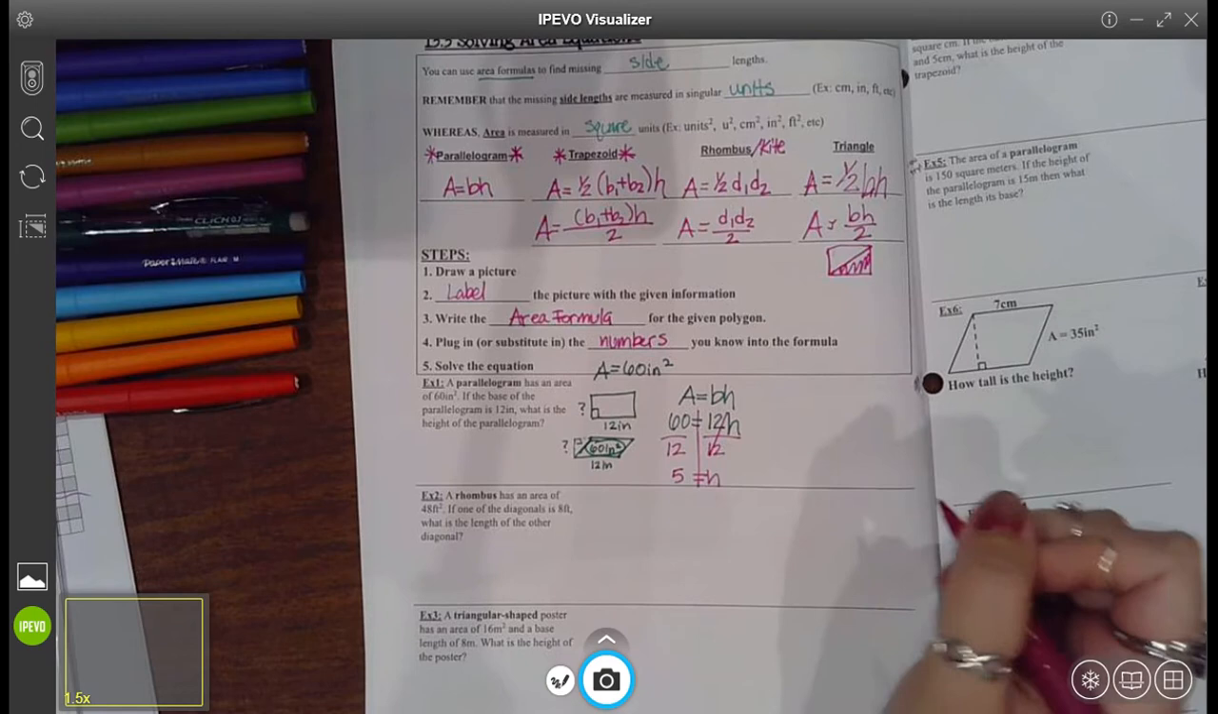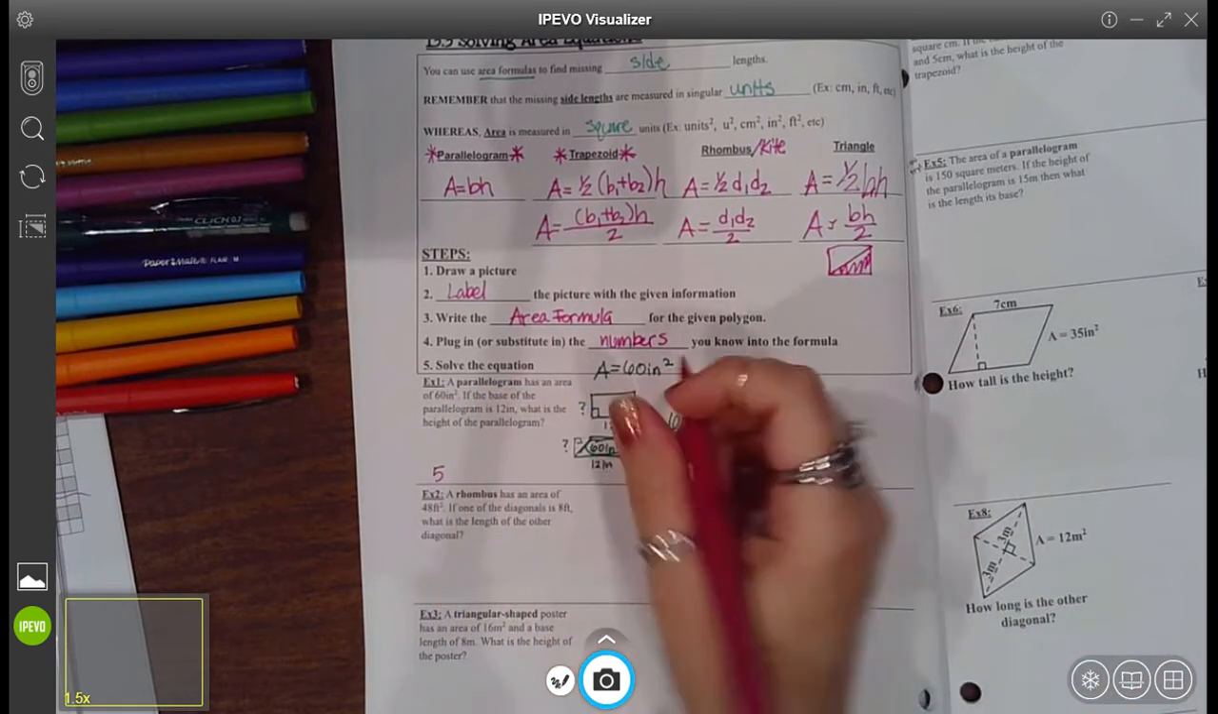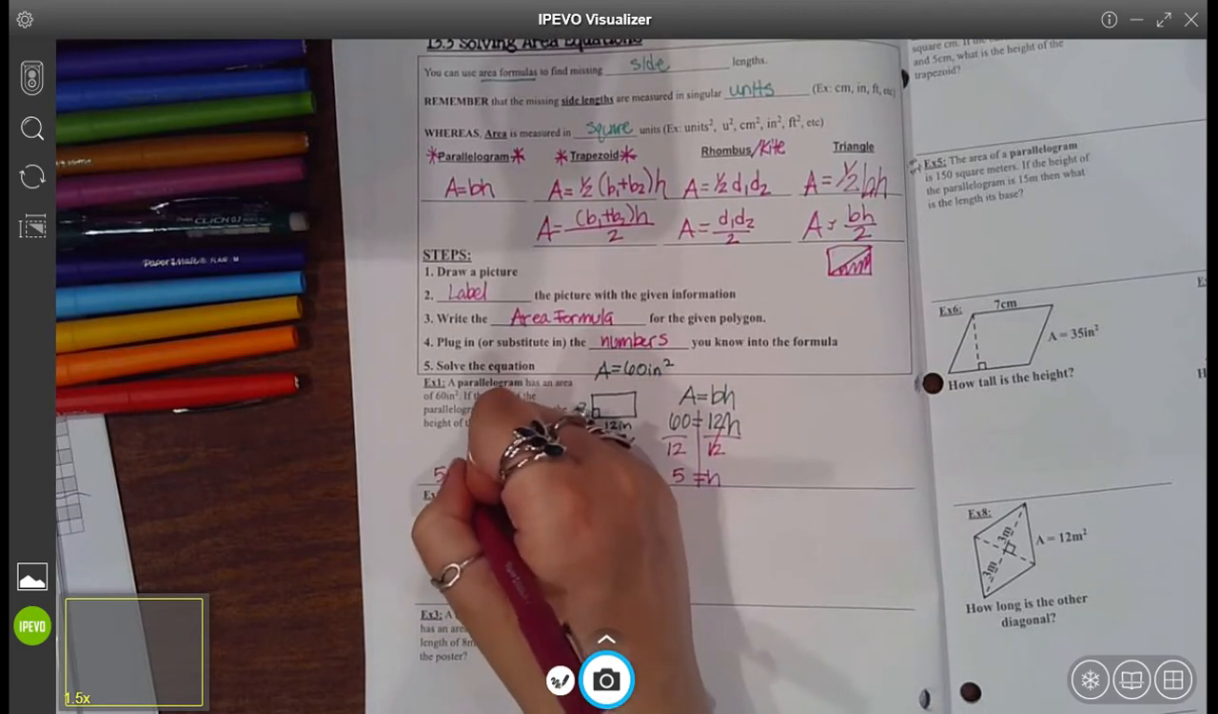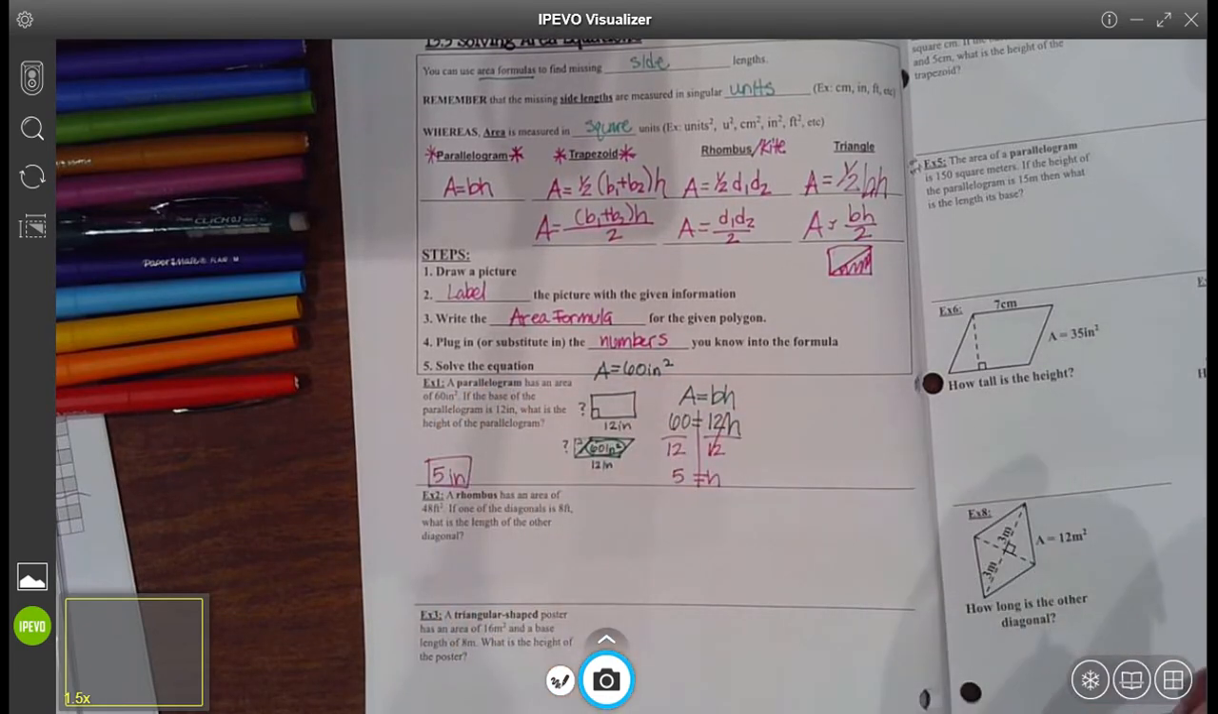So when you go to write your answer, this was talking about the height. So is it inches or inches squared? Well, the height measurement is just inches. So there you go. Your height is 5 inches.